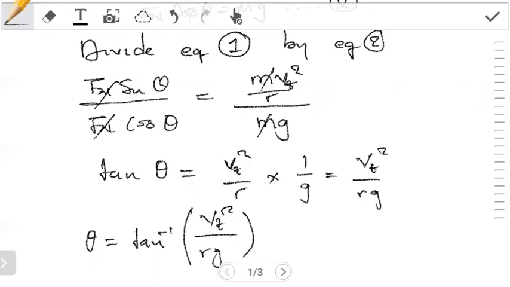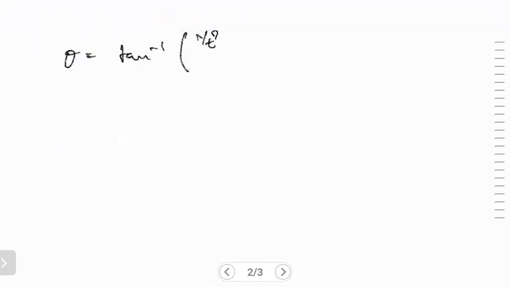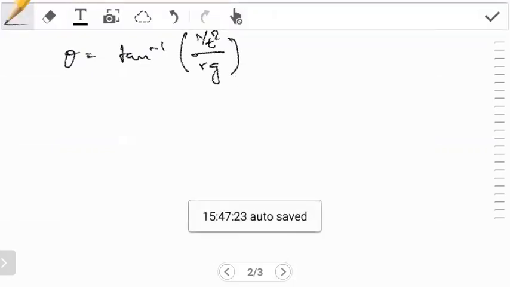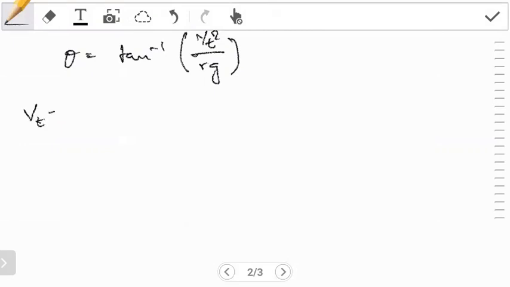Okay, so this is how far we've gone. Now the next step, so just get our equation. Theta is equal to tan inverse of vt squared over rg. Now the next step is you want to get everything that the question gives us. So the question gives us the tangential velocity vt, and it is given to us in kilometers per hour. So we want to convert that kilometers per hour into meters per second.